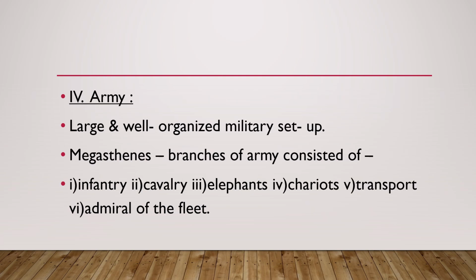The next important component of central administration was the army. The size and organization of Chandragupta Maurya's army was fairly large, and Pliny mentions that there were so many elephants, cavalry, infantry, etc. in his army. Then we also have Plutarch's account, which refers to these details. According to Megasthenes, the branches of the army consisted of 6 parts: the infantry, the cavalry, elephants, chariots, transport, and admiral of the fleet.